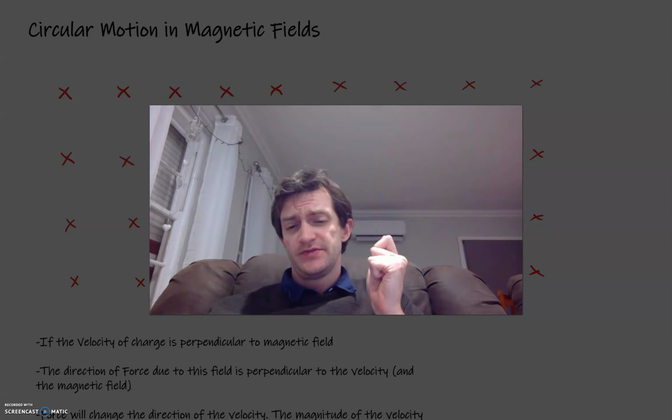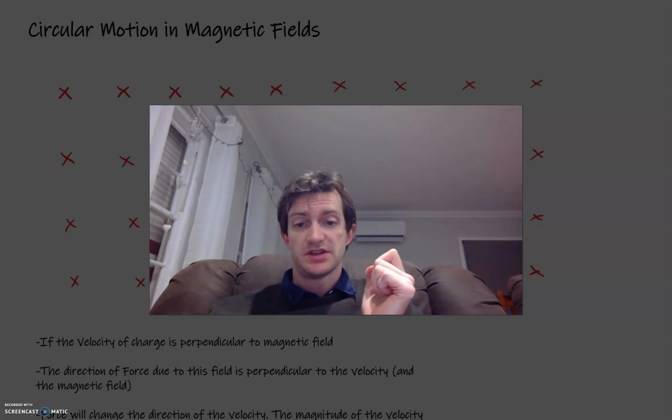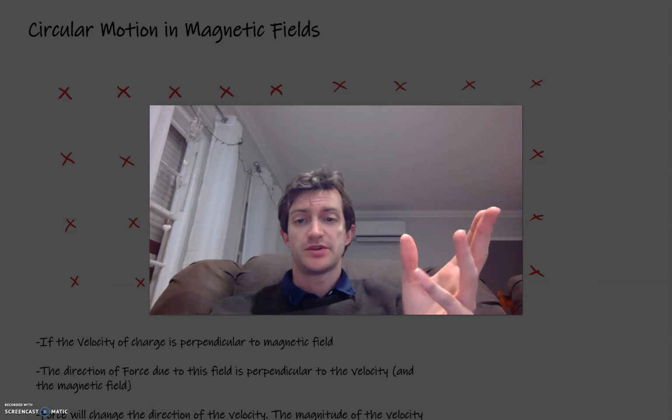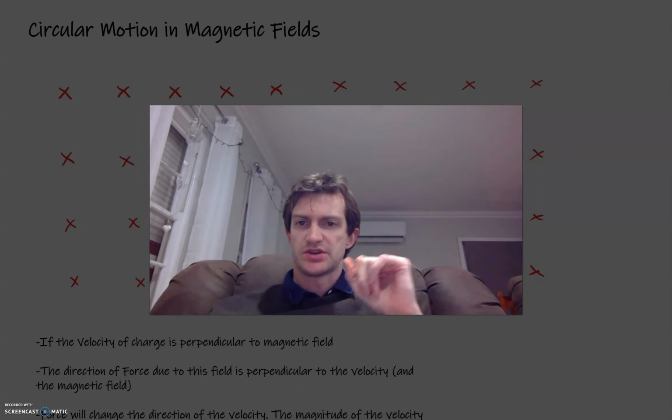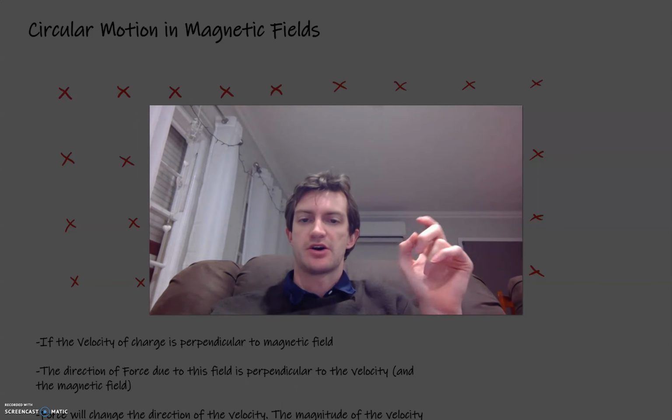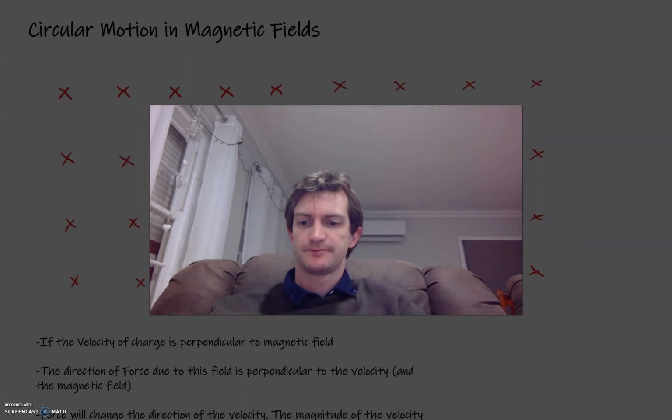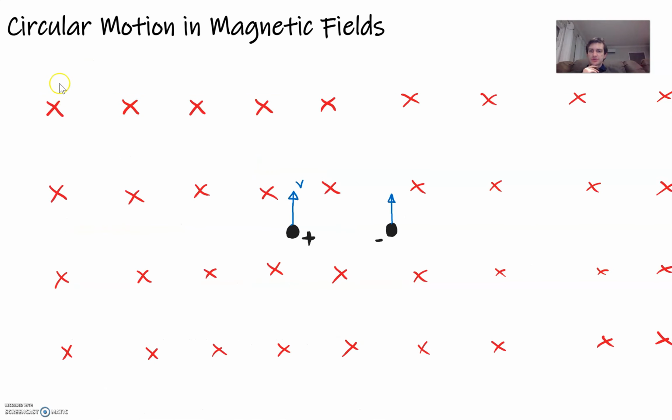Hello there. In this video we're going to continue the motion in magnetic fields topic and talk about circular motion in magnetic fields for our moving charged particles. To talk about circular motion, we're going to use this magnetic field that's in this space going into the page, and we're going to talk about this positively charged particle with a velocity going up and this negatively charged particle with a velocity going up as well.